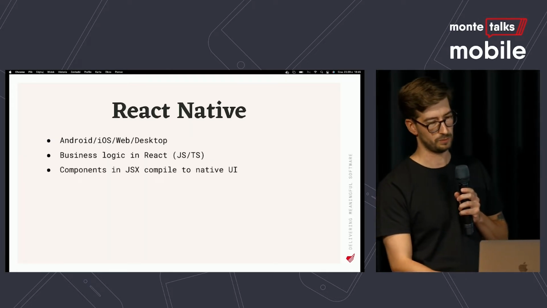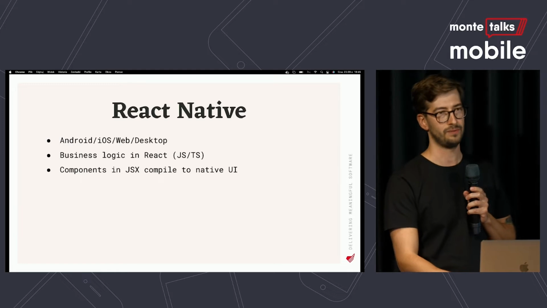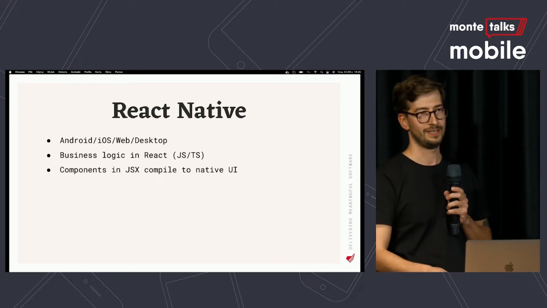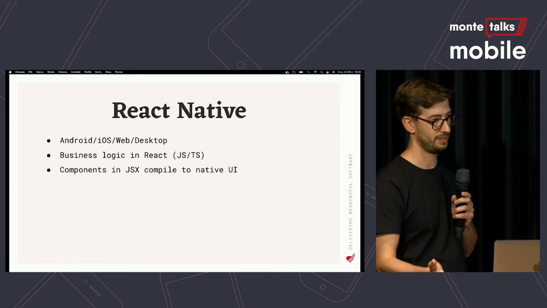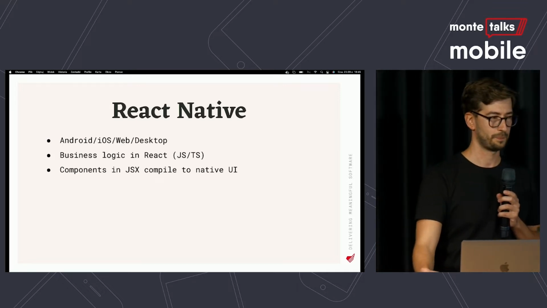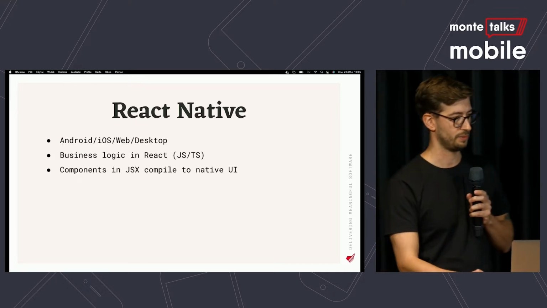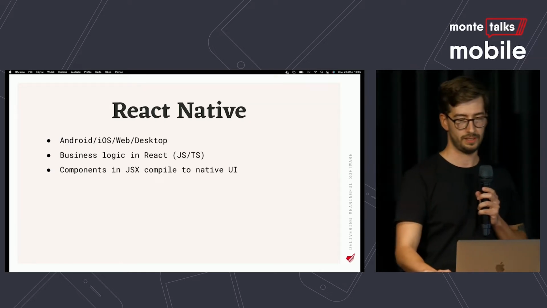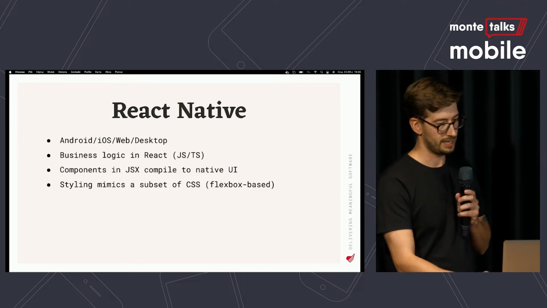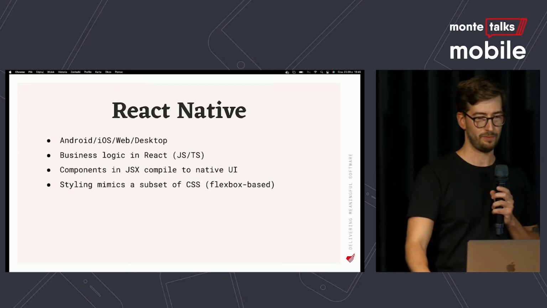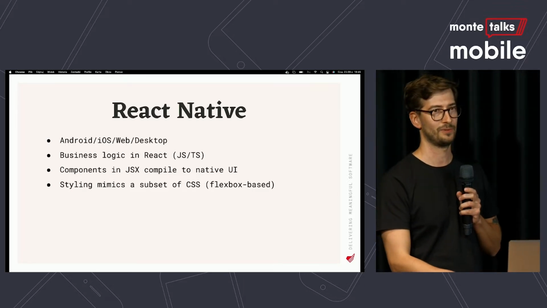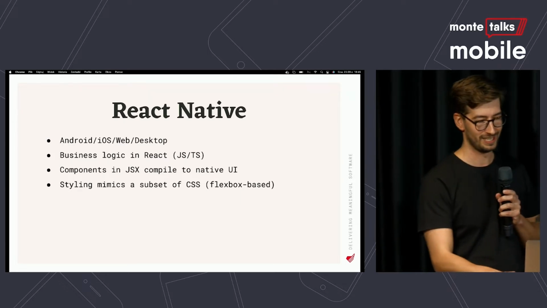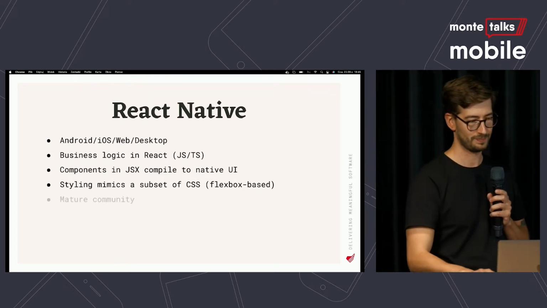Components are in JSX, which is compiled to the native UI. So what we are seeing in our React Native apps is native UI elements. It's native for Android and for iOS, so it really mimics the native application in terms of the UI components. Styling in React Native mimics CSS, so for web developers it's really easy to adapt to styling, and this is Flexbox based.